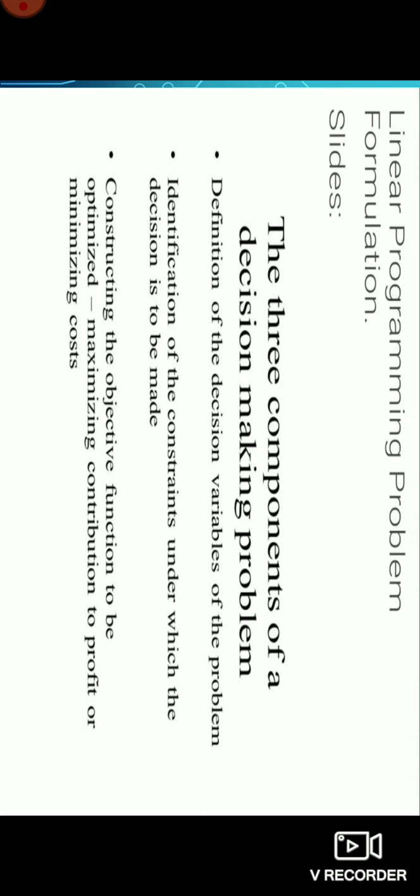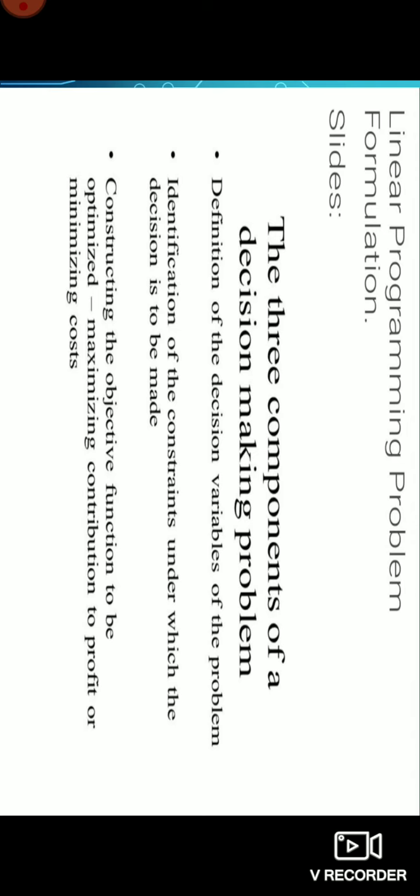So first, the three components of the decision making problem: definition of the decision variable of the problem, identification of the constraint under which the decision is to be made, and third, constructing the objective function to be optimized, maximizing contribution to profit or minimizing cost. Dear student, these are the main three components. First, decision variable.